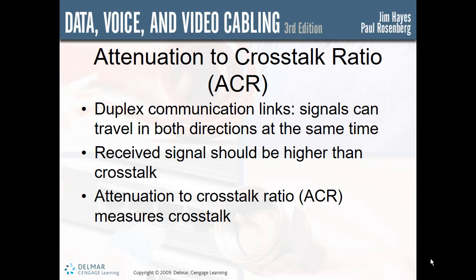For example, if the crosstalk is 35 dB and the attenuation is 15 dB, our received signal will be 20 dB larger, a factor of 10 larger than the crosstalk. If the crosstalk is 28 dB and the attenuation is 22 dB, then the received signal will be 6 dB larger, a factor of 2. Thus, the higher the ACR, the better the cabling performance.